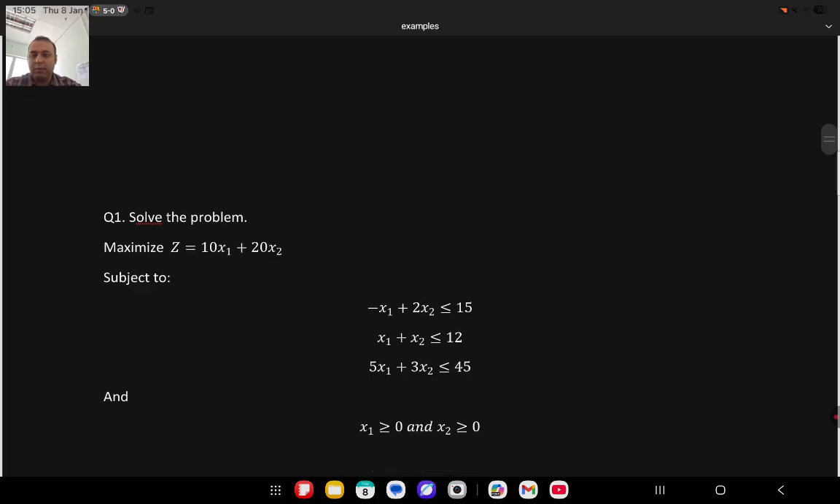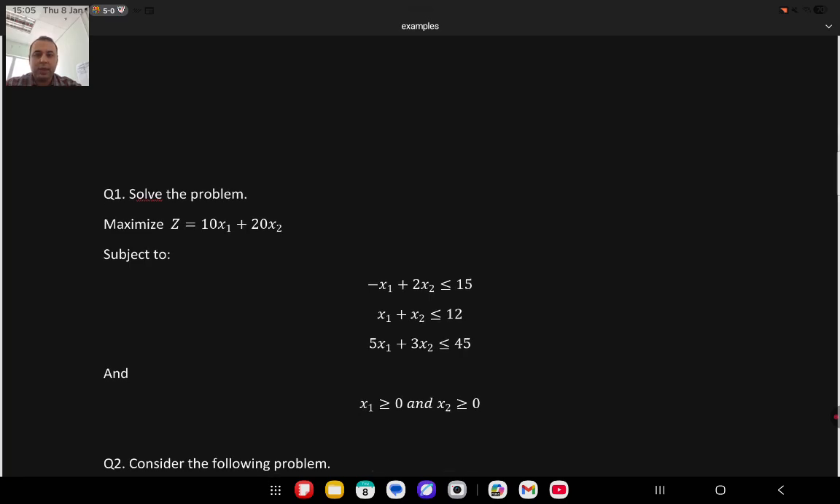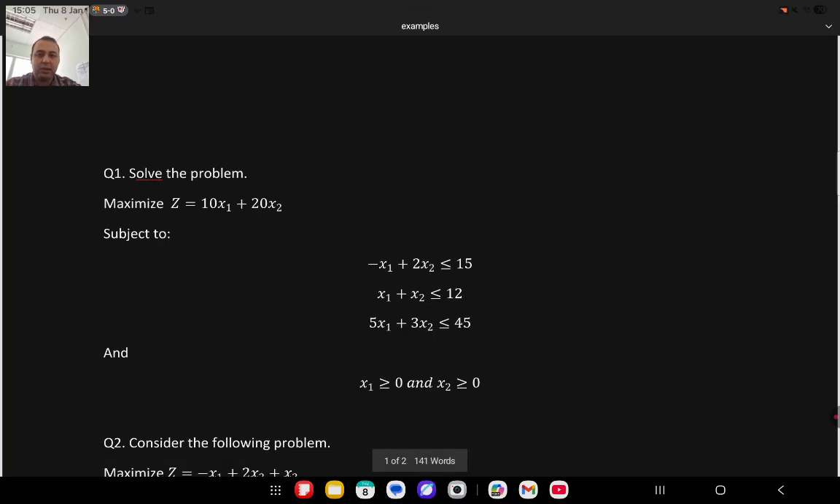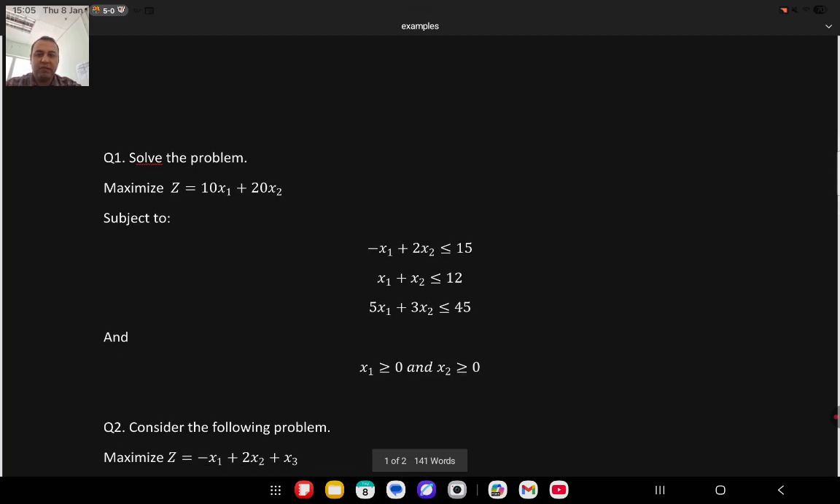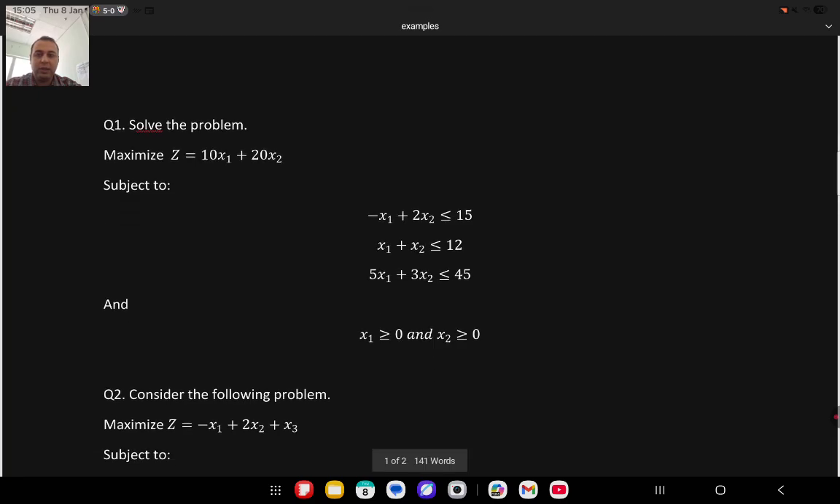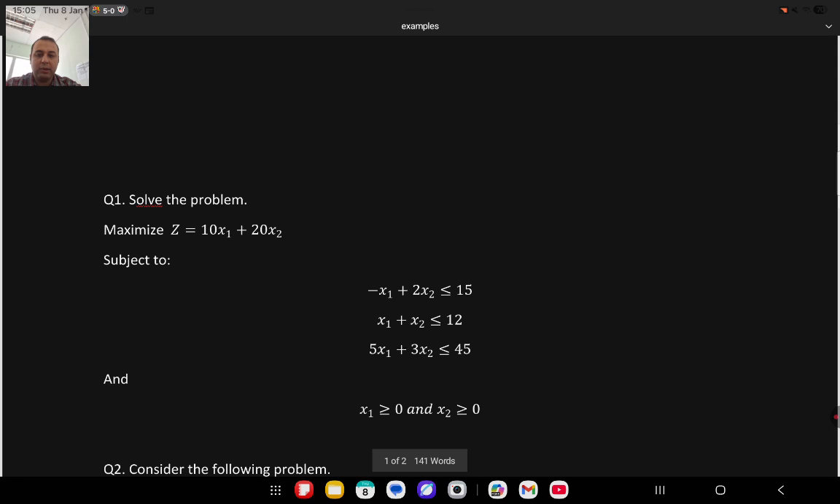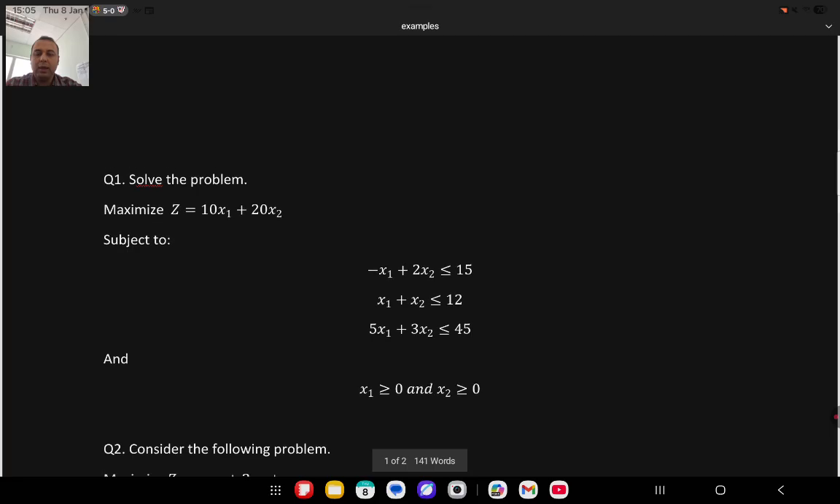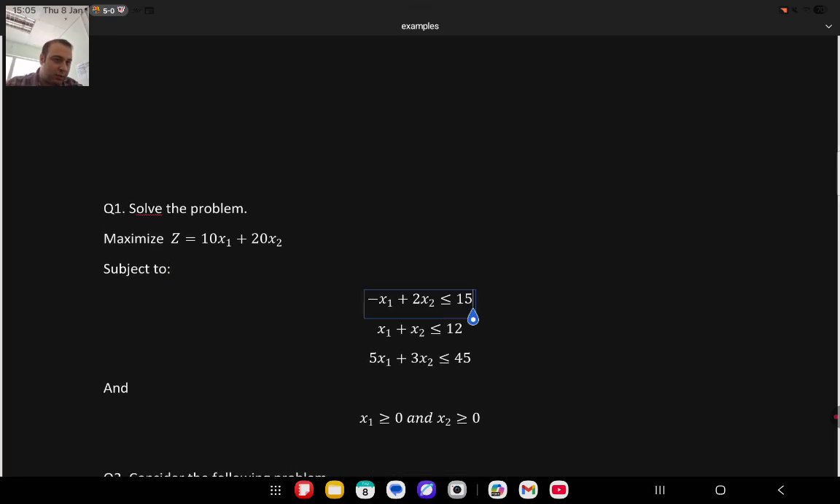Okay, solve the problem, which is the maximization of z equal to 10x1 plus 20x2 subject to minus x1 plus 2x2 less than 15, x1 plus x2 less than 12, and 5x1 plus 3x2 less than 45, and obviously each x should be bigger than or equal to 0. So we have 4 limitations and one objective function, which is z equal to 10x1 plus 20x2, to solve it.